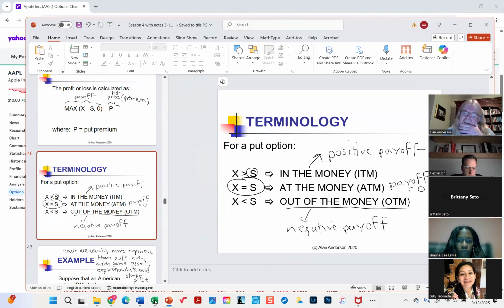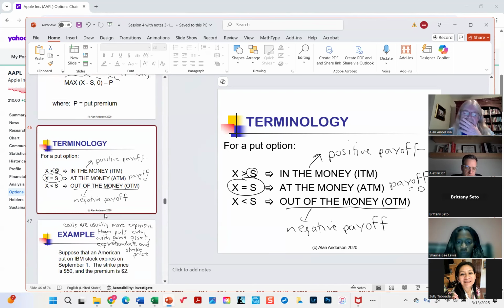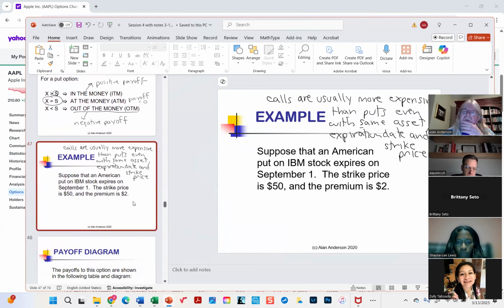All right. So now you're probably wondering, what about those graphs? What would they look like for a put? So this time around, we have an American call, or put rather, on IBM stock. It expires on September 1st. So in other words, nothing's changed except that it's a put. But if you notice, this time the premium is only $2.